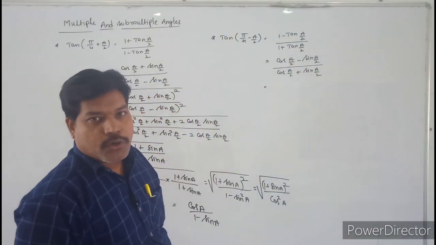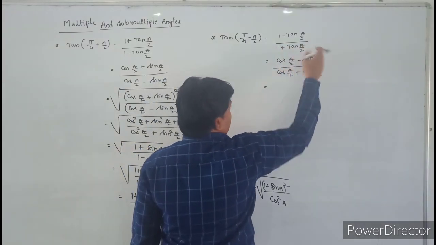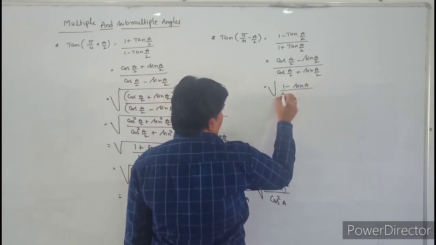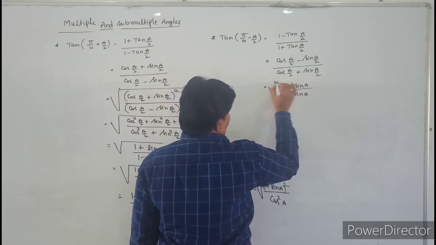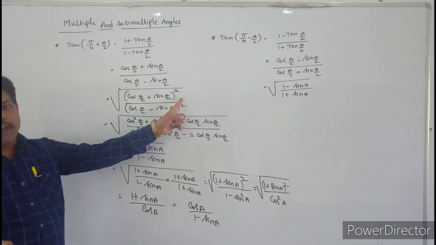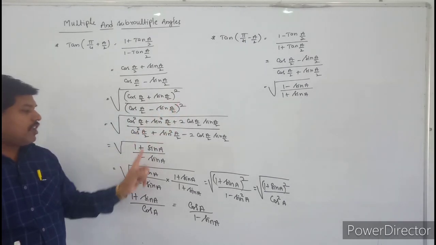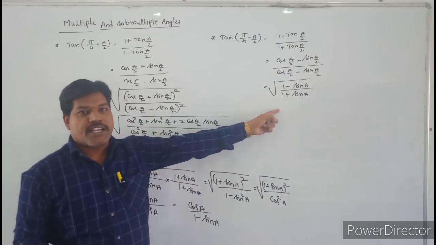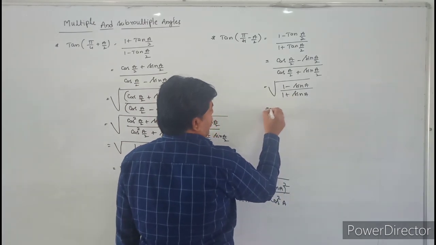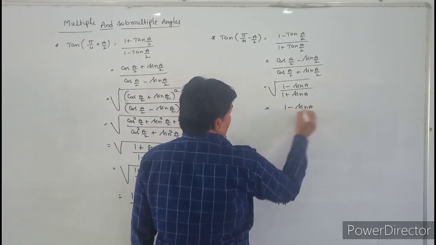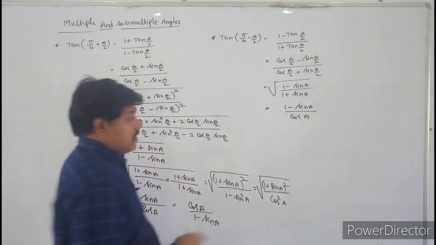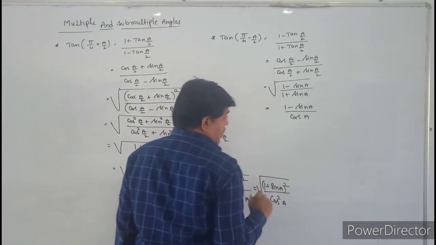If you take the square root value and take the squares, it will become root of (1 minus sin a) by (1 plus sin a). So what we did in the previous one: take the square and root. If you expand this, it will become (1 plus sin a) by (1 minus sin a), and here we will get (1 minus sin a) by (1 plus sin a). If you rationalize it with 1 minus sin a, you will get (1 minus sin a) by cos a.